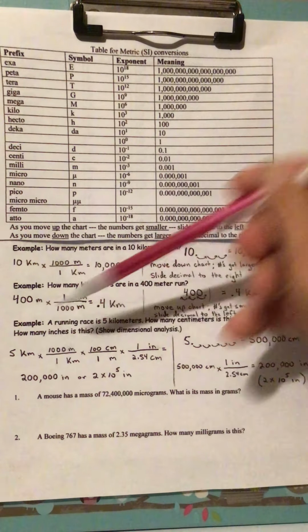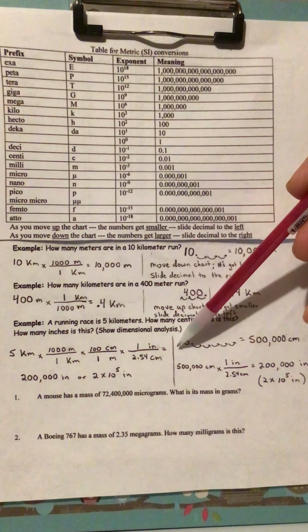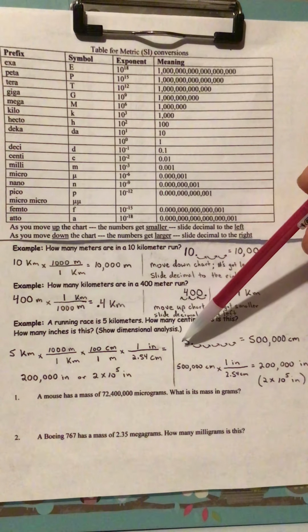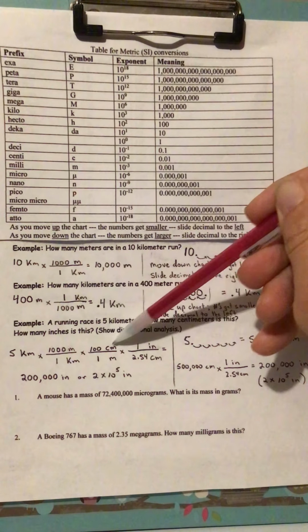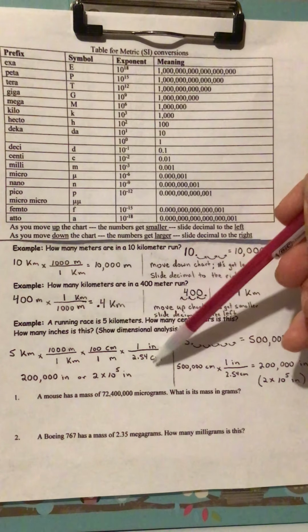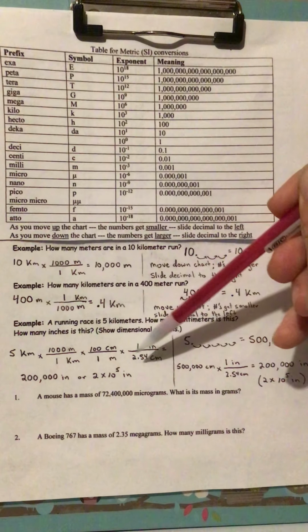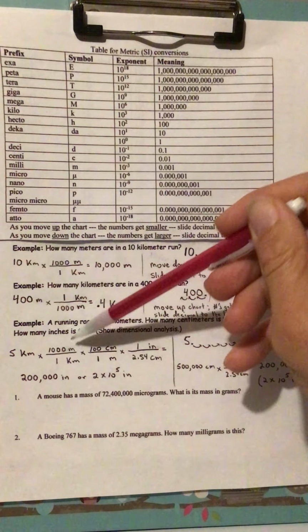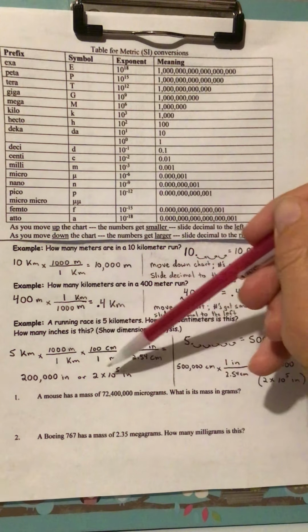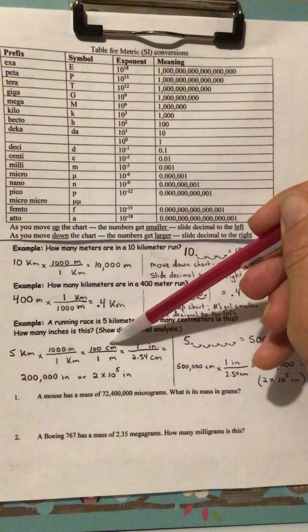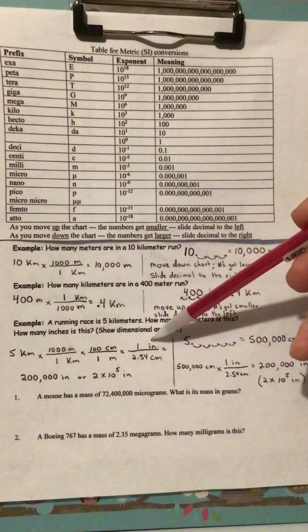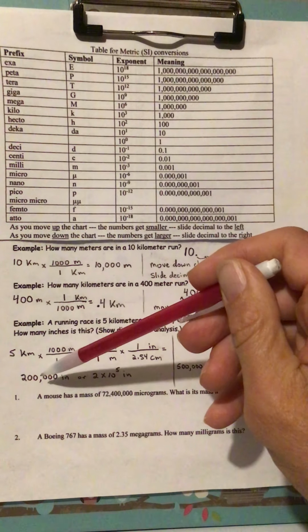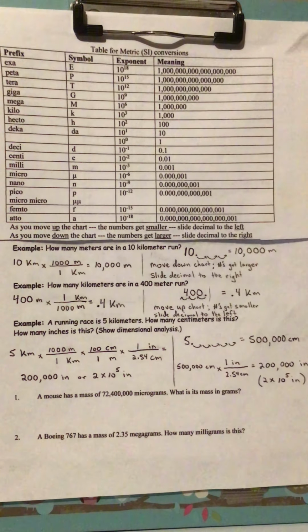I'm going from kilometers all the way to inches over here. I could do multiple conversion factors. I could do kilometers to meters, meters to centimeters, centimeters to inches. This is an English metric conversion. Wherever I come from goes on the bottom, wherever I go to goes on top. Then I come from meters, go to centimeters, and now centimeters on the bottom here, inches on top here. I end up with 200,000 inches, or 2 times 10 to the 5th inches if I round that.